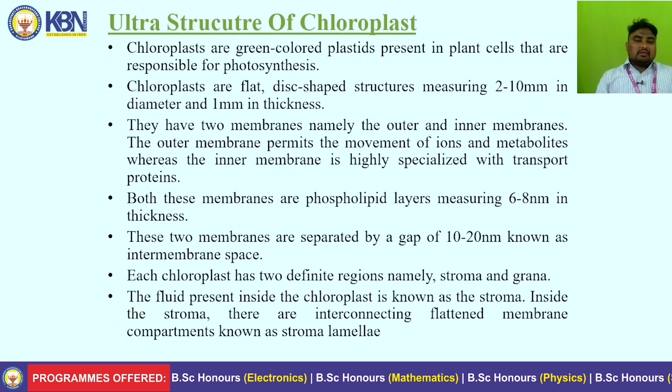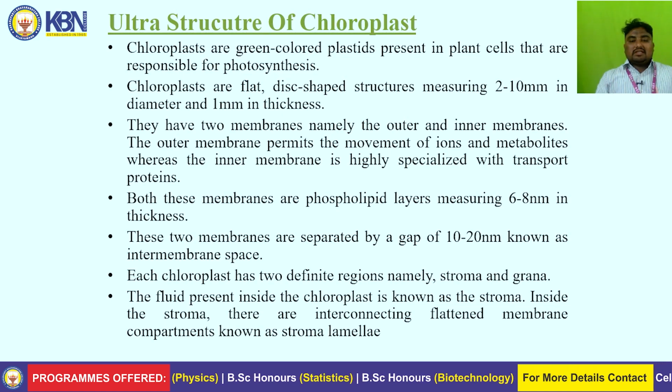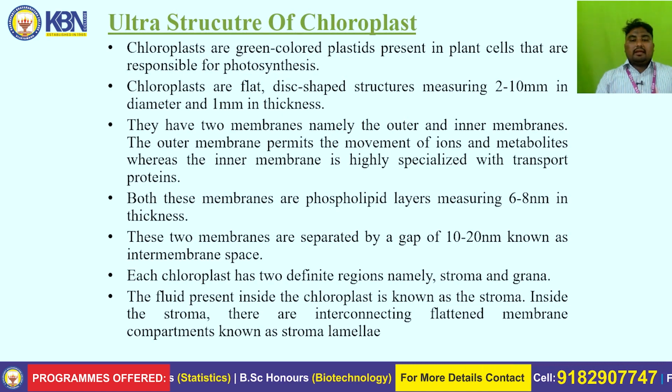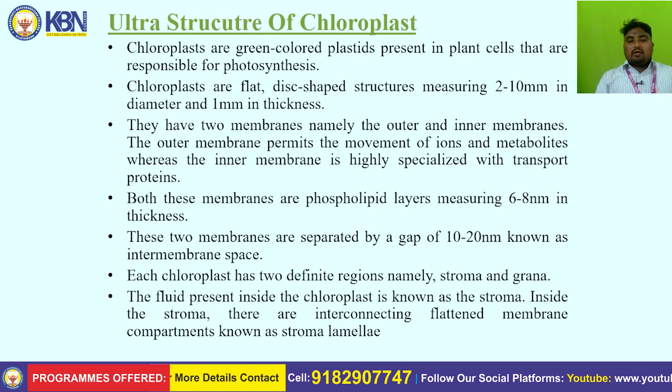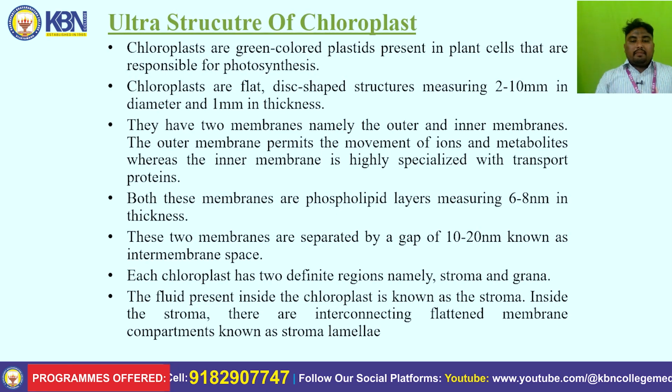Ultrastructure of chloroplast. Chloroplasts are green colored plastids present in the plant cell that are responsible for photosynthesis. Chloroplasts are flat disc shaped structures measuring 2 to 10 micrometers in diameter and 1 micrometer in thickness. They have two membranes, namely the outer and inner membranes. The outer membrane permits the movement of ions and metabolites, whereas the inner membrane is highly specialized with transport proteins. Both these membranes are phospholipid layers measuring 6 to 8 nanometers in thickness. These two membranes are separated by a gap of 10 to 20 nanometers known as the intermembrane space.